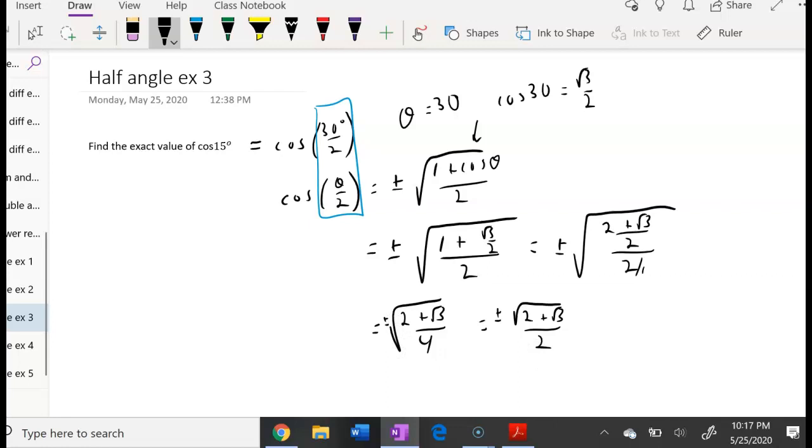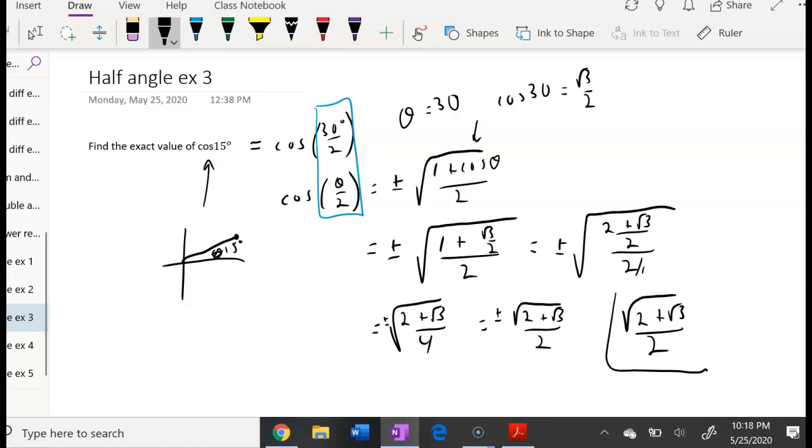Now we still have to think about the plus or minus. The nice thing about this problem is that you should already know whether the cosine of 15 is positive or negative. It's a small angle, and this is 15 degrees, not theta. Everything in there is going to have a positive cosine, so we're going to choose the positive. So the final answer is the positive square root of 2 plus root 3, all over 2.